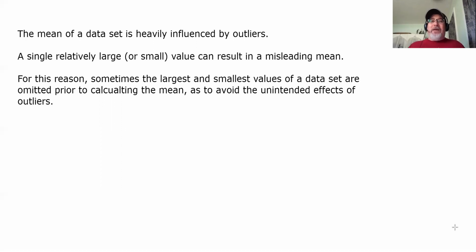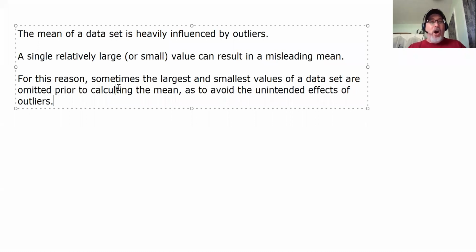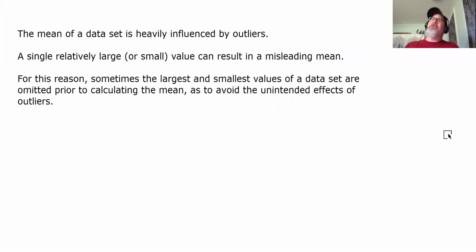For this reason, sometimes the largest and smallest values of a data set are omitted prior to calculating the mean so as to avoid the unintended effects of outliers. This practice isn't always done, but I remember, and I don't know if they still do this, at the ice skating in the Olympics, they had all the different countries' scores, but then they would throw out the highest score and the lowest score and then average the rest. I don't know if that's still how they do that.